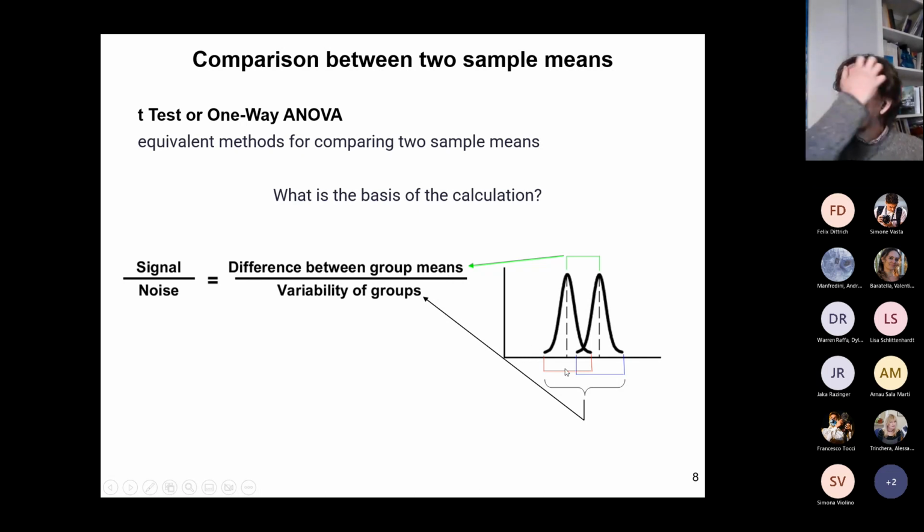So let's do an example. We have two different cultivars of apples. We would like to assess if the means of the fruits are the same or not. So the signal is the weight, so the mean weight of cultivar 1 and the mean weight of cultivar 2. And the other side of this ratio is the noise, so the variability of the group.